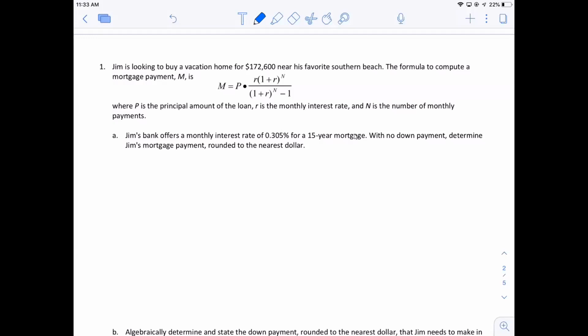All right. Jim is looking to buy a vacation home for $172,600 near his favorite southern beach. The formula to compute a mortgage payment M is given by that crazy looking formula.